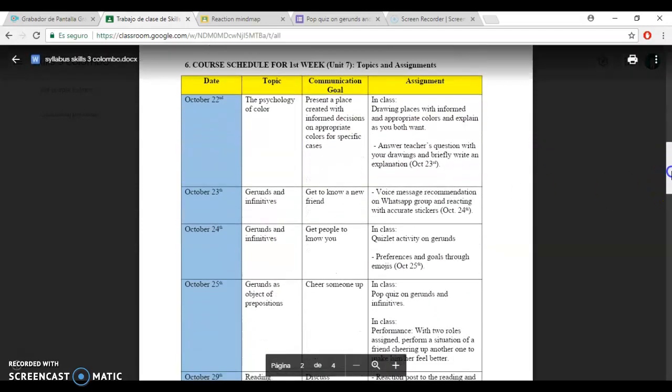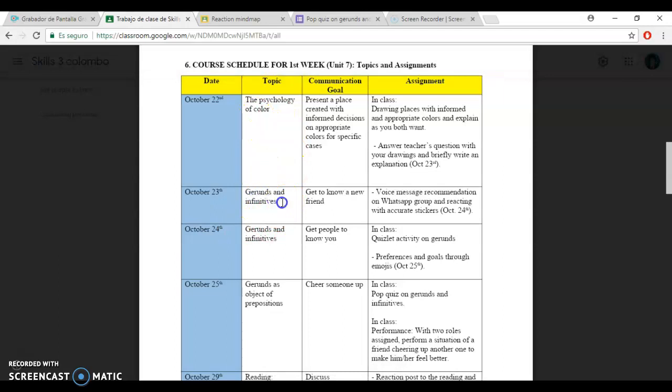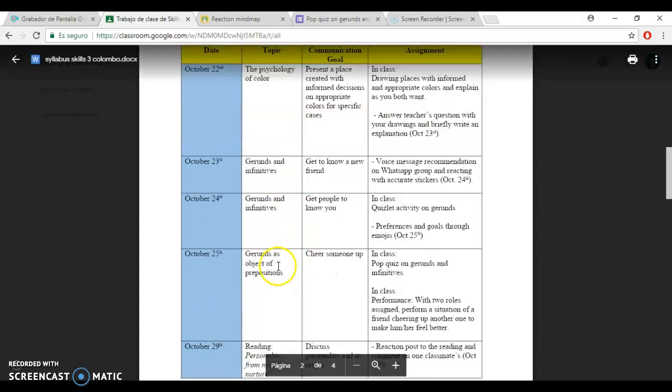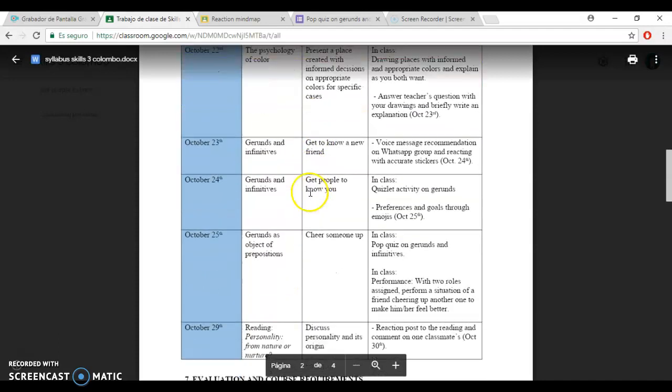Here I have the schedule for the first week. That is half of the first unit we're going to cover. And here we have different topics. As you can see, we have the psychology of color, and these are the linguistic form. As always, it's embedded in a textbook. In this case, it's gerunds and infinitives. Under reading, we have personality from nature or nurture.